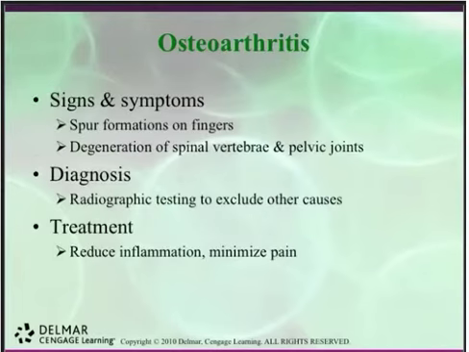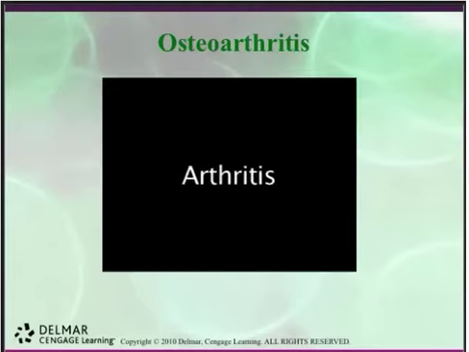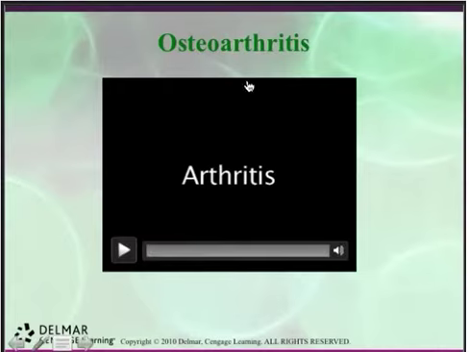Signs and symptoms include spur formations on the fingers, degeneration of spinal vertebrae and pelvic joints. We diagnose this with radiographic testing to exclude other causes, and the treatment is to reduce inflammation and also to minimize the pain. So here's a look at arthritis.